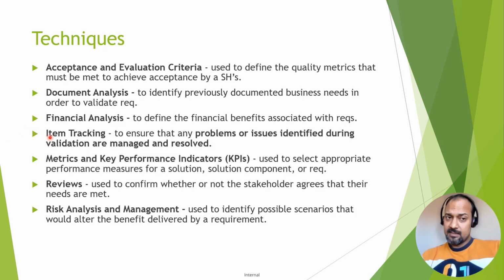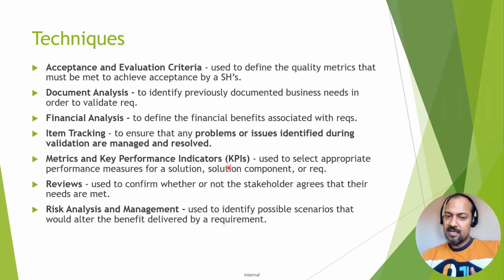Now, what are the techniques? Well, acceptance and evaluation criteria, as they are always part of business acceptance testing and user acceptance testing, are used to define the quality metrics that must be met to achieve acceptance by the stakeholders. Then we have document analysis to identify previously documented business needs in order to validate requirements. Financial analysis to define the financial benefits associated with the requirements. Then we have item tracking, used to ensure that any problems or issues identified during validation are managed and resolved.